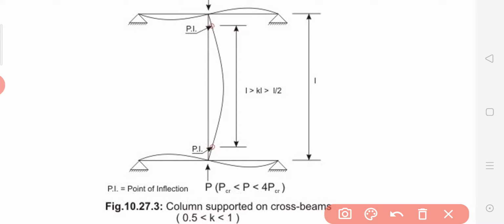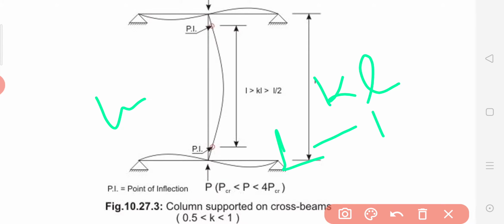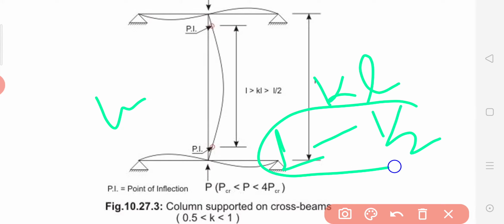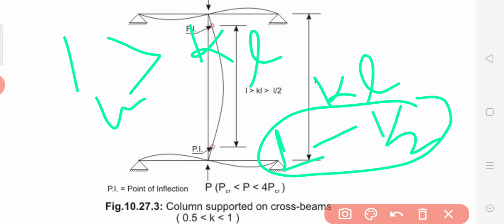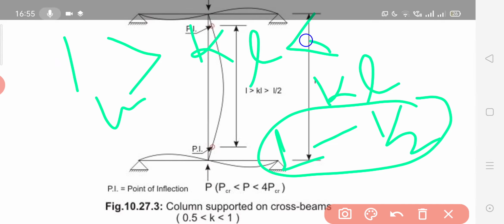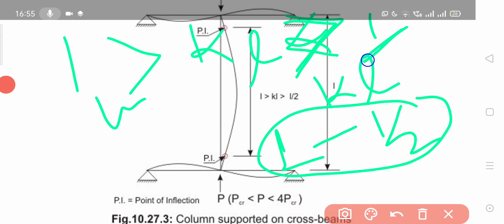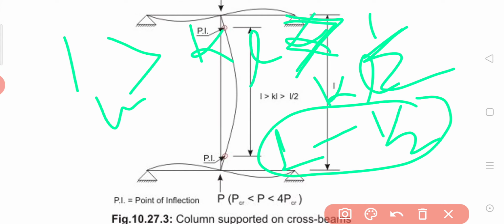When the column is supported on a cross beam, then we take the value of KL between 1 and half. So we take the value KL between 0.5 and 1.